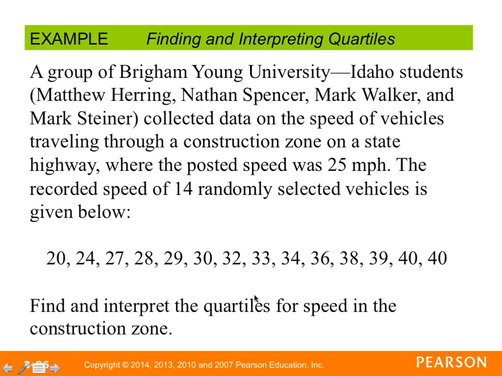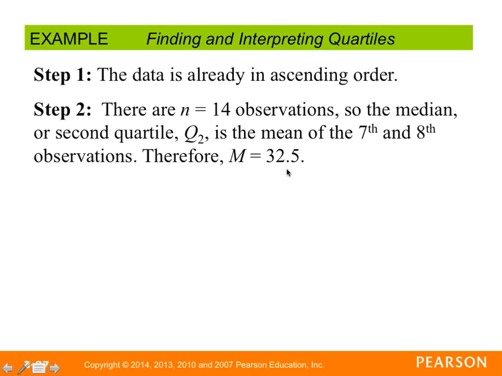I'm not sure why it's not given on that page again. I apologize for that. And if we look in the middle, 14 randomly selected, so if I count 1, 2, 3, 4, 5, 6, 7, here's one of my middle observations. 1, 2, 3, 4, 5, 6, 7, here's the other. So my middle is 32 and 33, so if I add those up and divide by 2, my median is going to be 32.5.